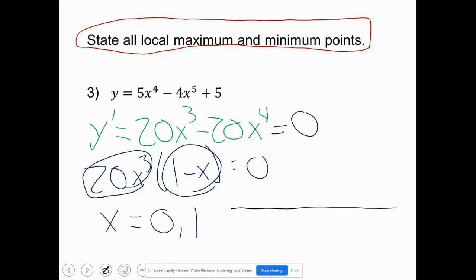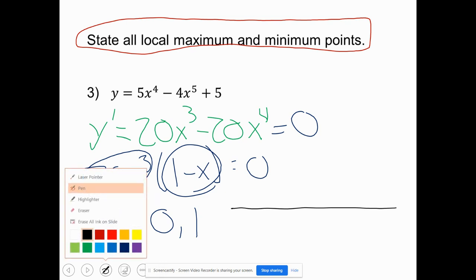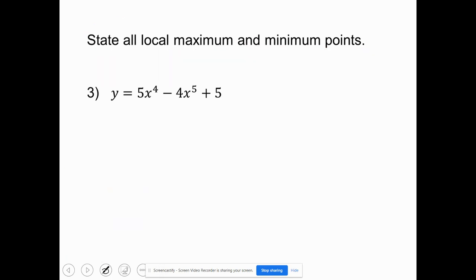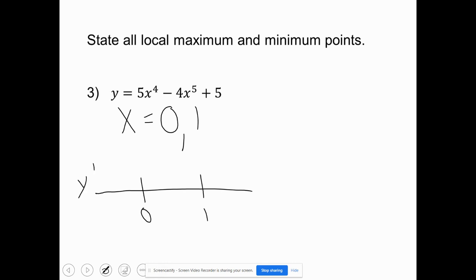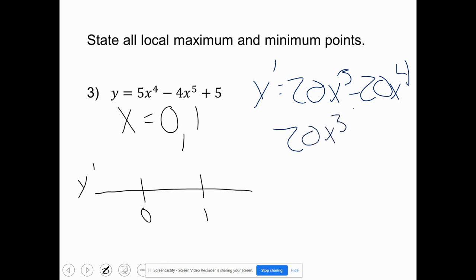Then I'm going to make my wiggle graph, and I'm actually going to get rid of this. I'm going to go back up here, and we found out x was equal to 0 and 1. 0, 1. Here's my y prime, and I do need my derivative to plug into. So the derivative was what? 20x cubed minus 20x to the fourth, or 20x cubed times 1 minus x.